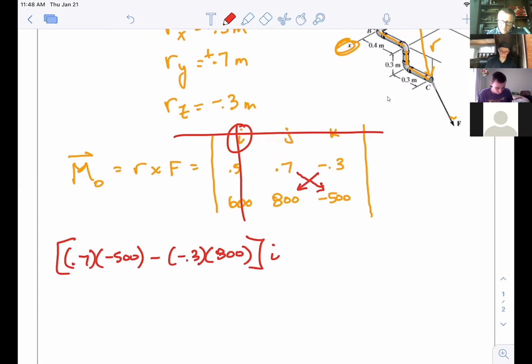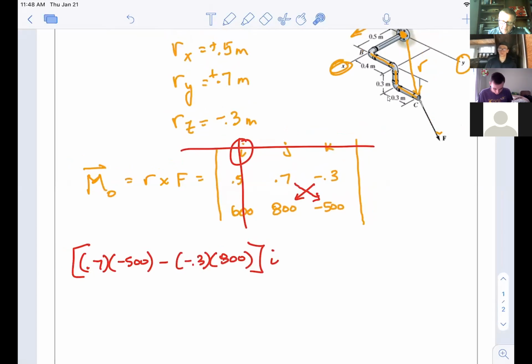I won't take the trouble to write this down, but I just want to say it really quick. Notice that's the Y distance times the Z force, and this is the Z distance times the Y force. No X's there. So this is kind of cool. You can memorize this from linear algebra.